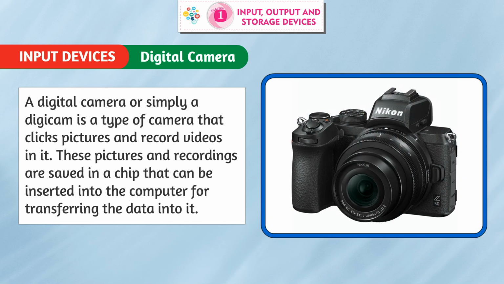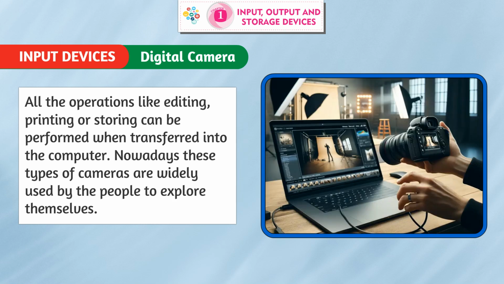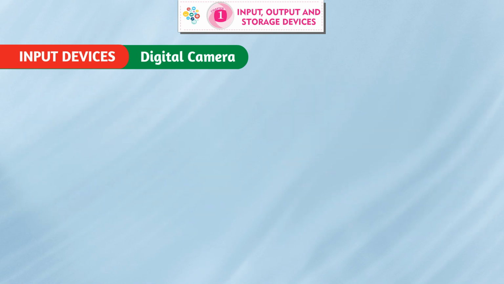Digital camera. A digital camera, or simply a digicam, is a type of camera that clicks pictures and records videos in it. These pictures and recordings are saved in a chip that can be inserted into the computer for transferring the data into it. All the operations like editing, printing, or storing can be performed when transferred into the computer. Nowadays, these types of cameras are widely used by people to explore themselves.